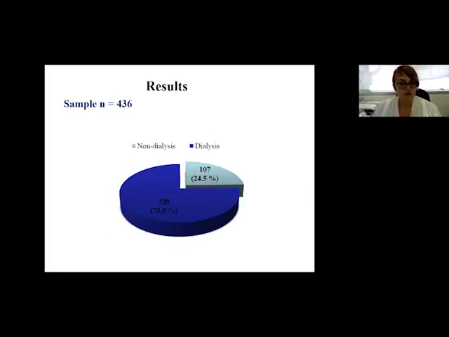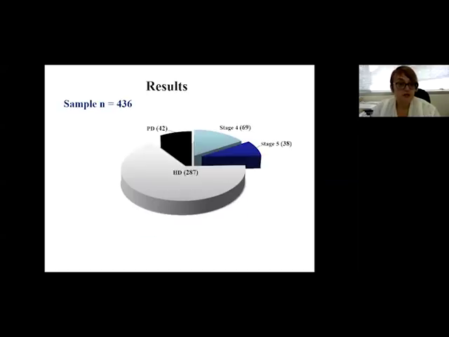So getting back to our research, we actually researched 436 patients. Now this is a very large cross-sectional sample. Most of them were on dialysis and about a quarter were not on dialysis. Most were on hemodialysis, some were on peritoneal dialysis, 42 were receiving peritoneal dialysis, 69 were in stage 4 and 38 were in stage 5 but not on dialysis.